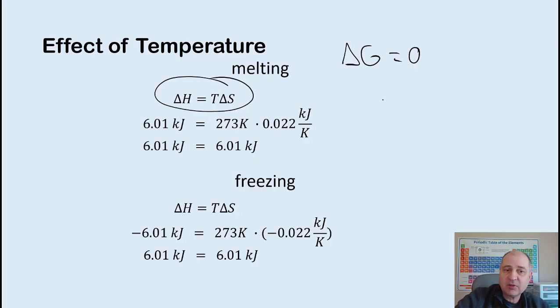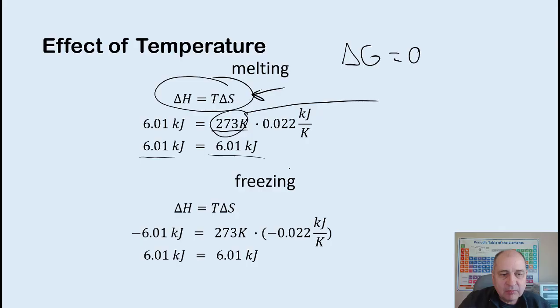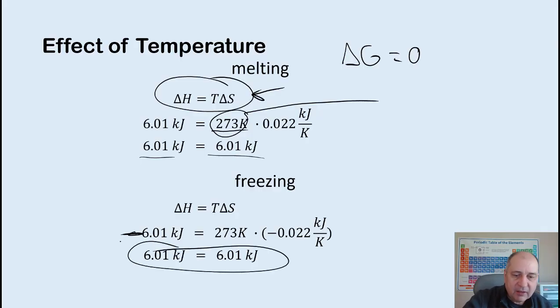We can set delta G equal to 0, use this equation, plug in values for enthalpy and entropy, and solve for T. But in this case, what I'm doing is I'm plugging in the temperature at which we already know we're at equilibrium. So I plug that in, and so those two values are going to be equal, right? So at 273 for melting, both of those are positive 6.01 kilojoules. And for freezing, we're going to also have both of them equal, right? This is negative, and then this is negative, and I believe that goes away.